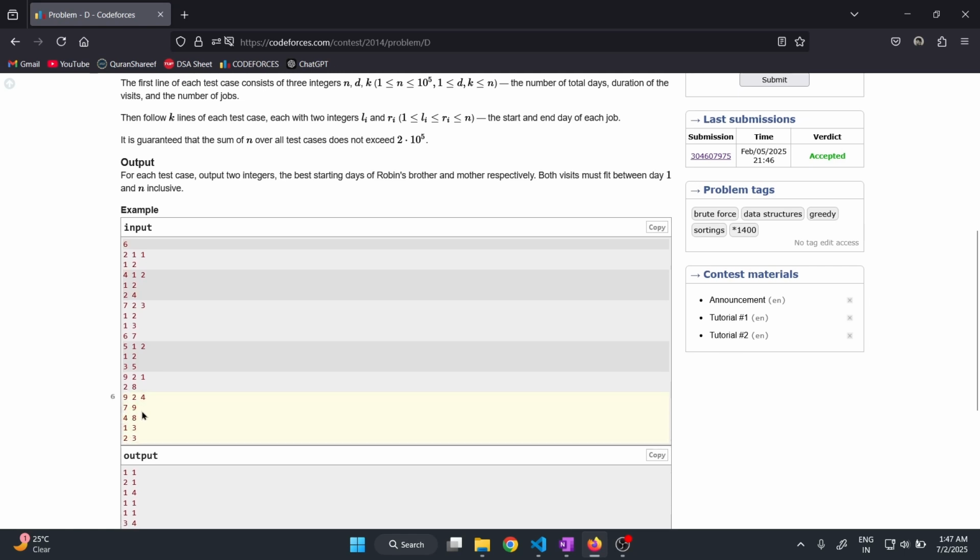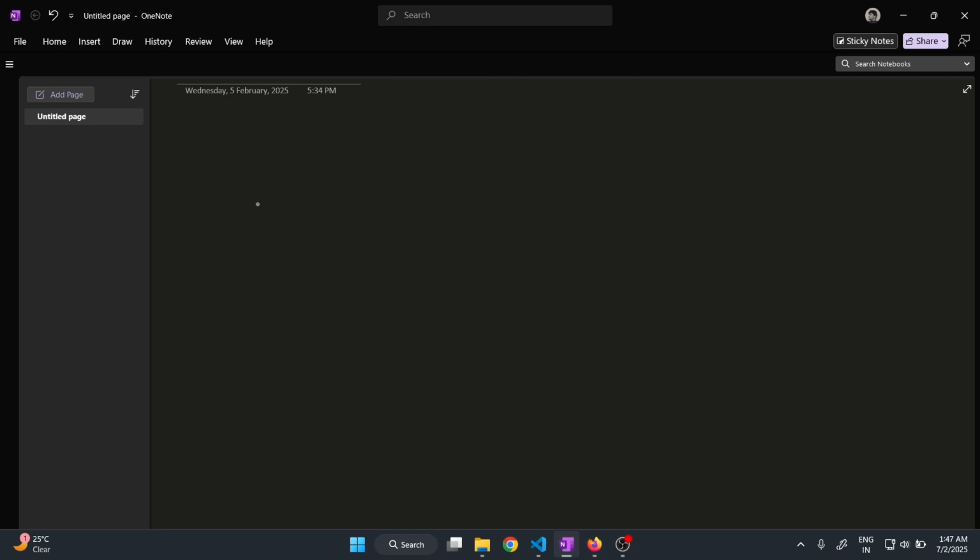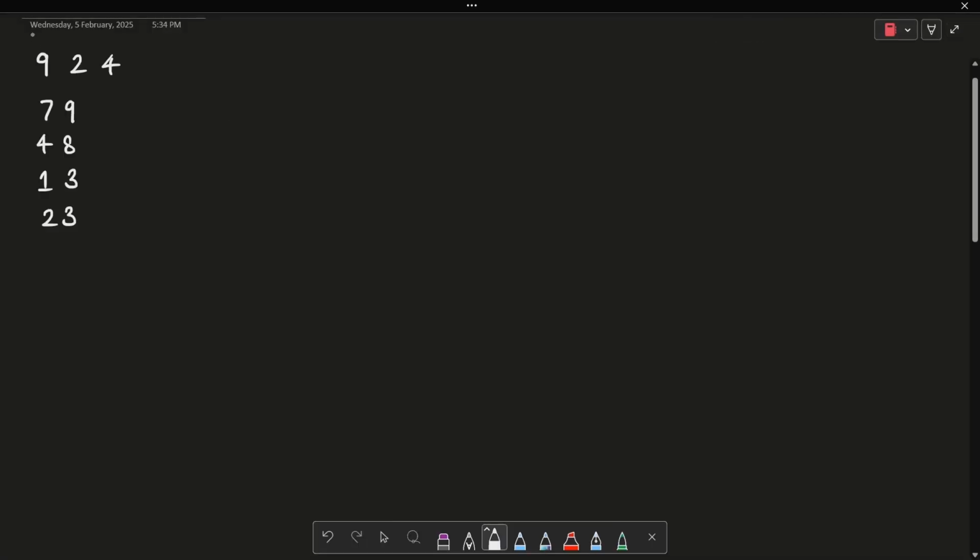So I have 9, 2, 4 and I have 7 9, 4 8, 1 3 and 2 3. Okay, so this is basically n, the number of days. This is d, the number of days they are going to stay with Robin, his brother and mother, and k is basically the number of jobs that we have. Here we have 4 jobs.